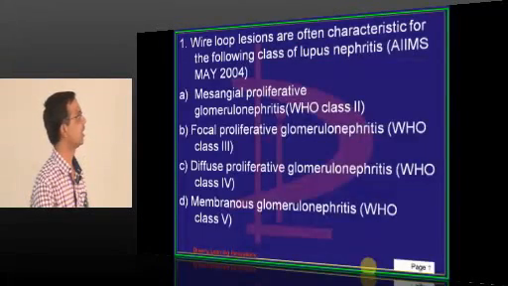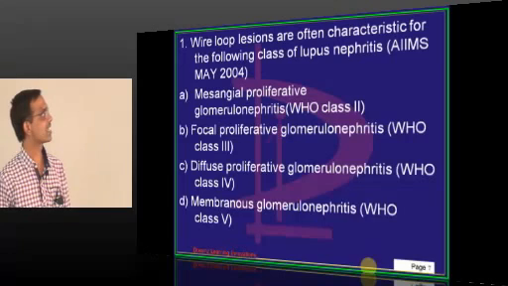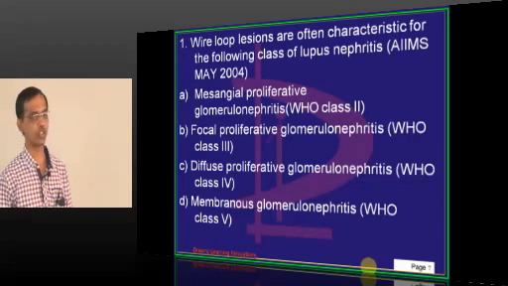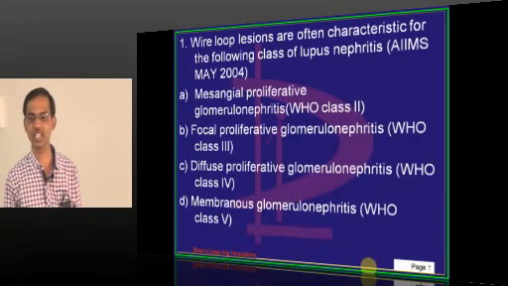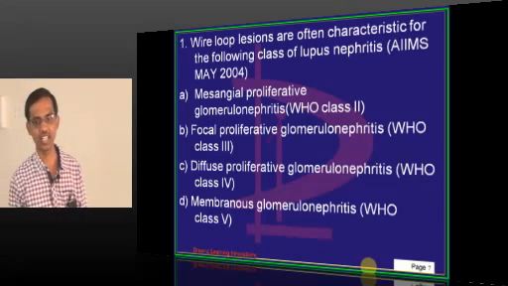Let's get started with the MCQs. The first one says, wireloop lesions are often characteristic for which of the following types of lupus nephritis? Lupus nephritis is the renal glomerular lesions of SLE.